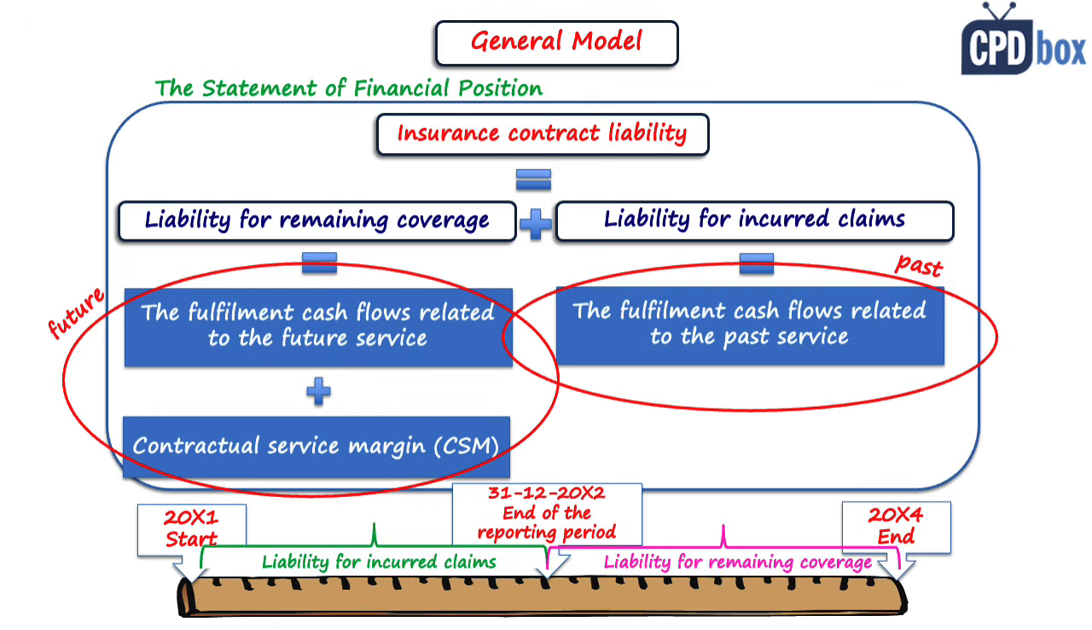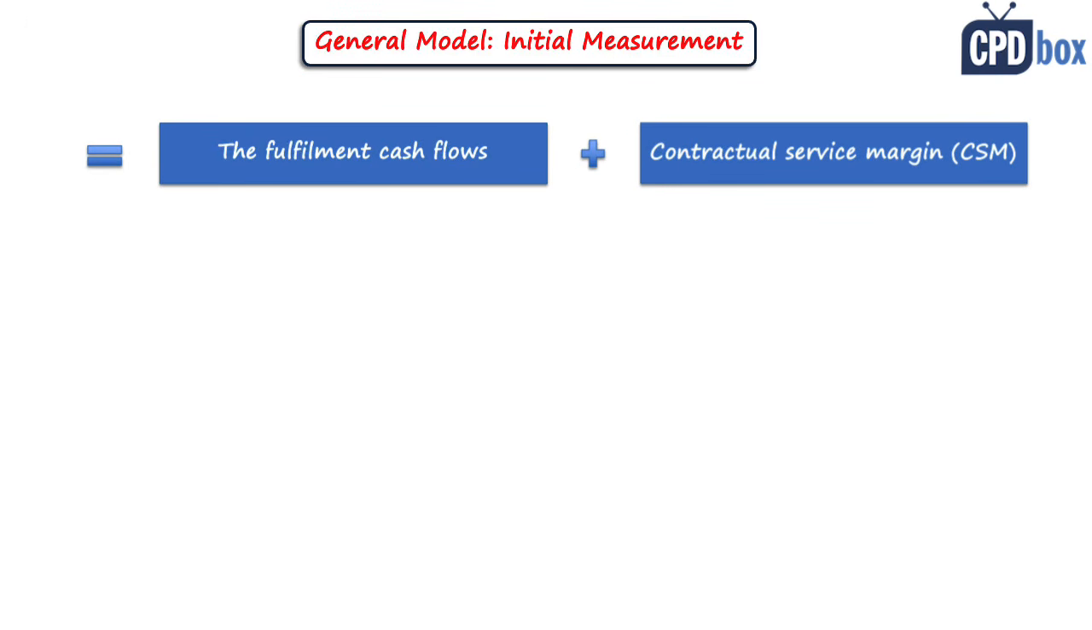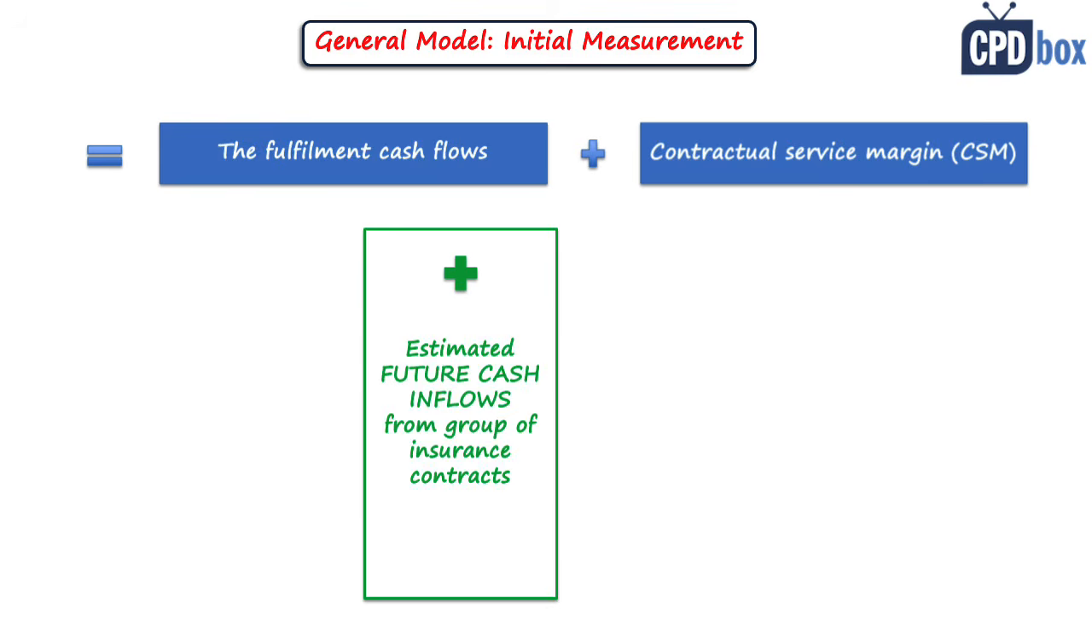Now, let's take a closer look at the liability for the remaining coverage, because this is where we need actuaries. It is measured as a total of the fulfillment cash flows and contractual service margin. Fulfillment cash flows consist of estimates of future cash flows, which are simply estimated future cash inflows from the group of insurance contracts. That's a plus because they are inflows.